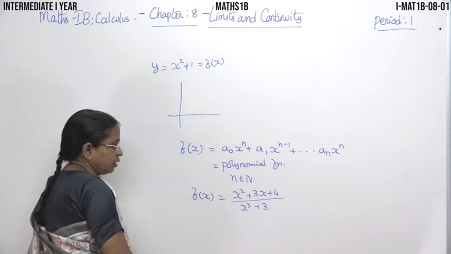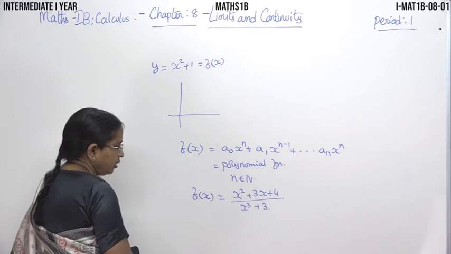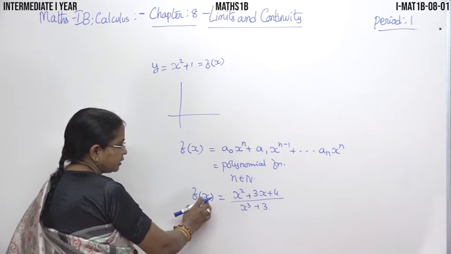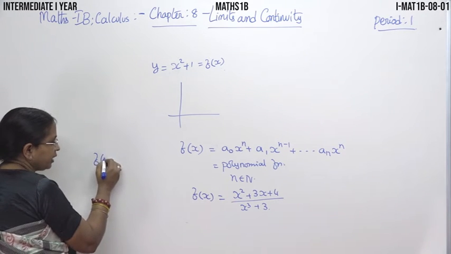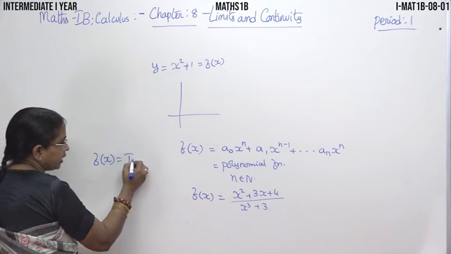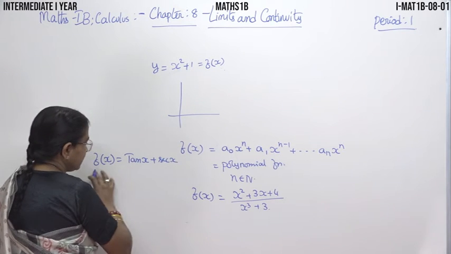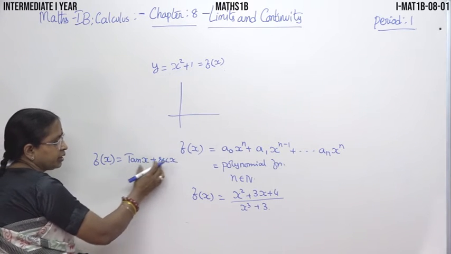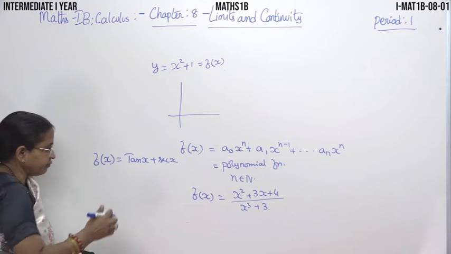It contains all, it can be multiplication or division of polynomials. That is the algebraic function. Next, you have trigonometric function. Suppose I have some tan x plus secant x, like this. This is a function containing trigonometric ratios, trigonometric functions. That is called as a trigonometric function.